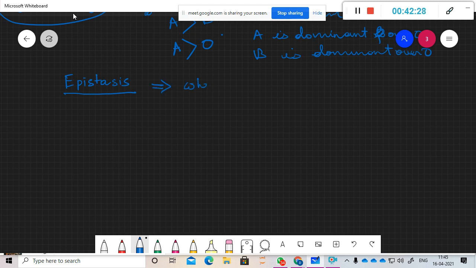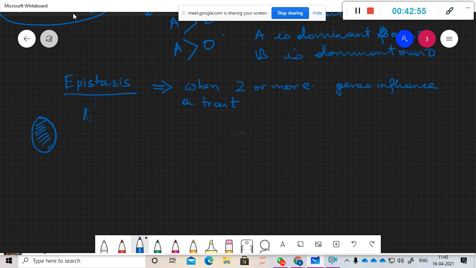Here, when two or more genes influence a trait, so one phenotype, this is one phenotype. You have two genes, one A and one B. Both of them are needed to control the particular phenotype.